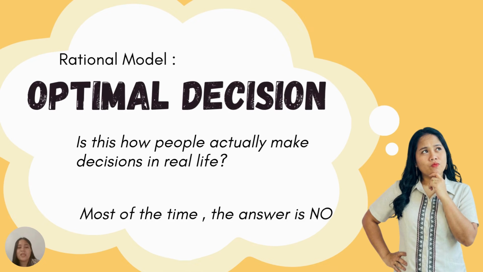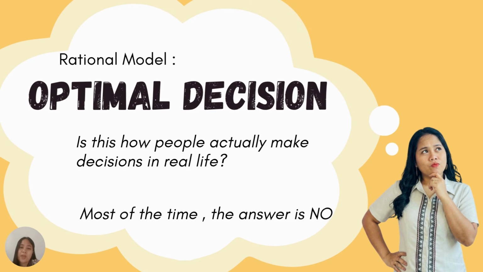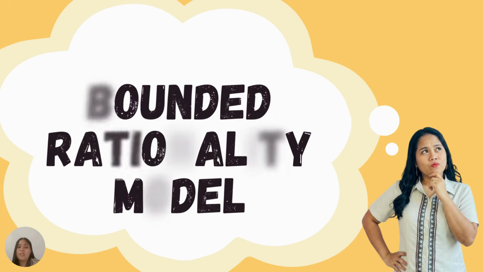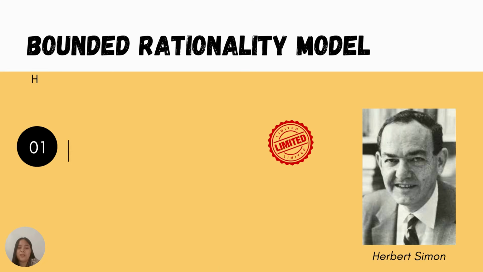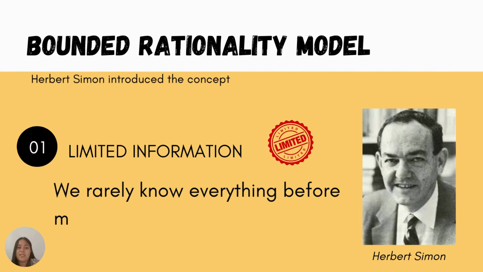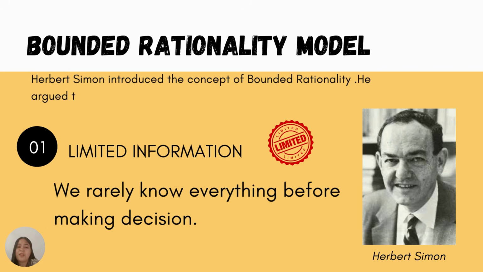The question is, how do people actually make decisions in real life? Well, most of the time, the answer is no. And that paves the way for bounded rationality model. When we say bounded rationality model, Herbert Simon introduced this concept. He argued that people are not perfectly rational because our decisions are limited by three important factors.